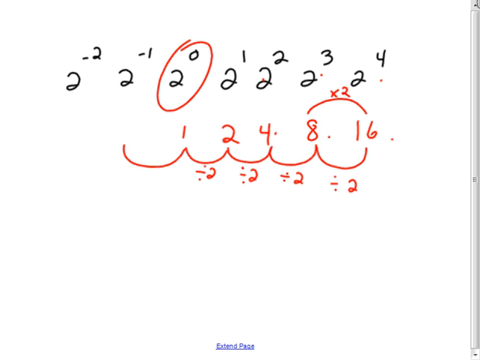So this is our first property that we're going to look at. Anything to the 0 is 1.